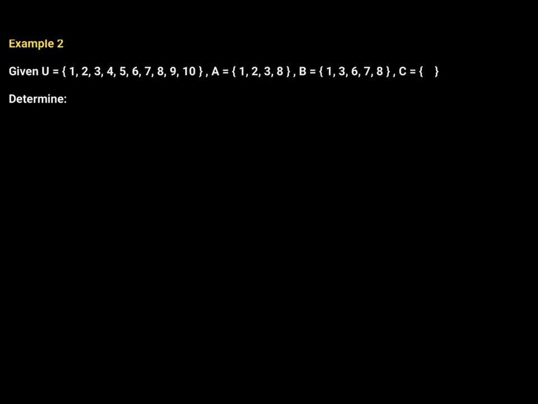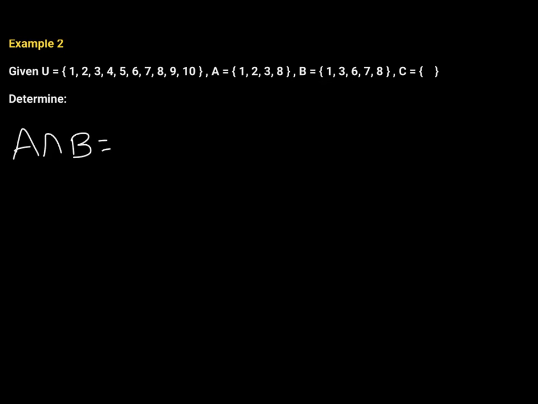Okay, let's consider that the universal set is the set of the natural numbers 1 through 10 inclusive. And let's set A equal the set 1, 2, 3, 8. Let B be the set 1, 3, 6, 7, 8. And C is the empty set. Determine each of the following. All right, the first thing they want us to find is A intersection B.